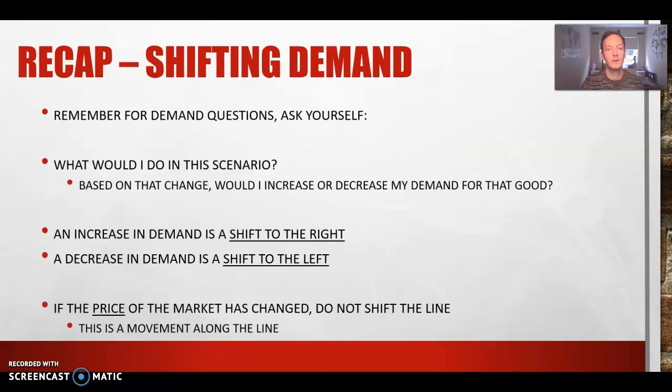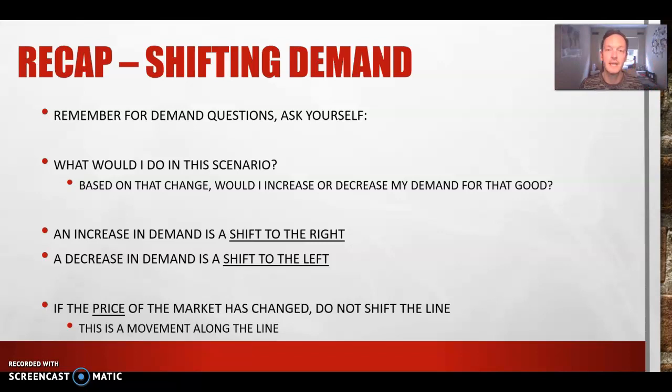All right. So here is a recap. These are the key points I really, really want you to take out of this entire presentation. For all demand questions, you've got to ask yourself, and this is the great part about demand, because you guys are consumers, what would I do in this scenario if this thing were to change? Based on that change, would I increase my demand or would I decrease my demand for that good? So use your experience as a consumer in this economy to help guide your decision making. Again, just for demand though, because you ain't suppliers, so it gets confusing when we get to supply. But for demand, what would you do?